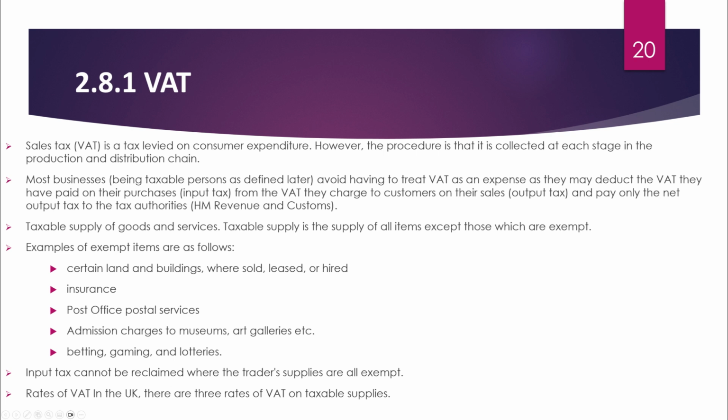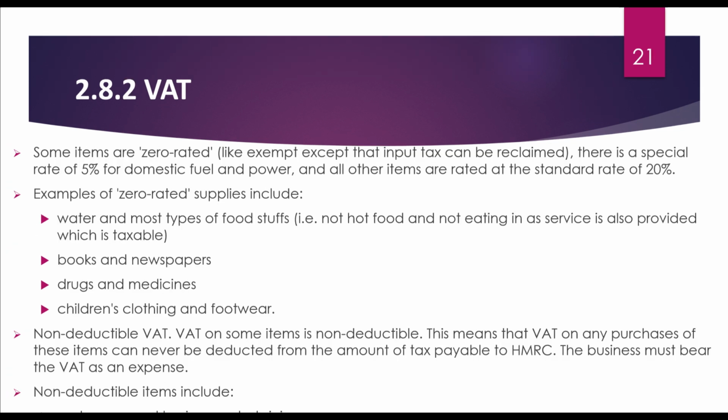Rates of VAT in the UK. There are 3 rates of VAT on taxable supplies. Some items are 0 rated, like exempt except that input tax can be reclaimed. There is a special rate of 5% for domestic fuel and power, and all other items are rated at the standard rate of 20%. Examples of the 0 rated supplies include water and most types of foodstuffs, i.e. not hot food, and not eating in where a service is also provided, which is taxable.